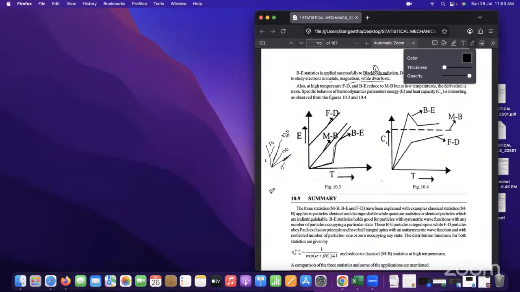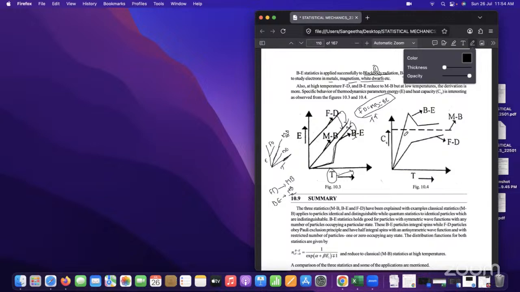So Fermi-Dirac also converts to Maxwell-Boltzmann statistics, and Bose-Einstein statistics also converts to Maxwell-Boltzmann. So as temperature is increasing, FD is joining with MB, BE also joins MB. So the condition FD equal to MB equal to BE takes place as temperature is increasing. When temperature increases, FD touches MB, and BE also touches MB.